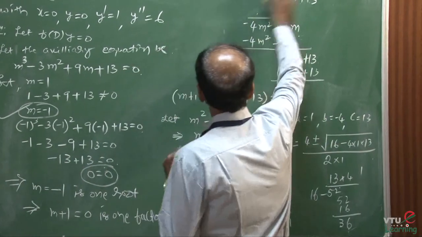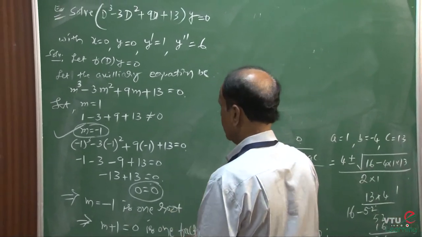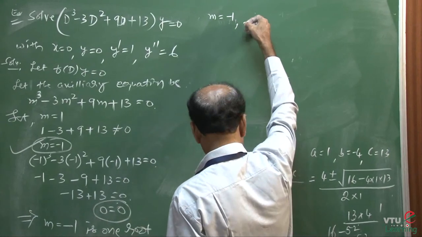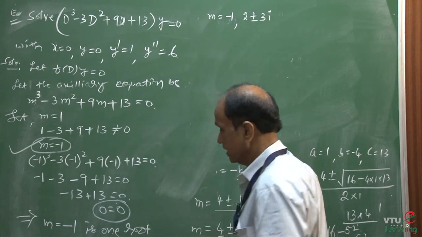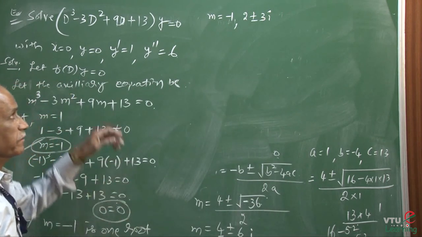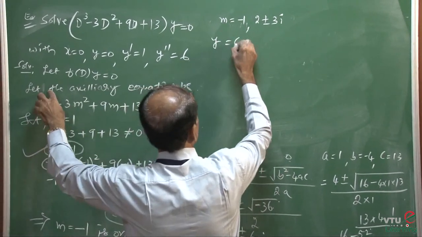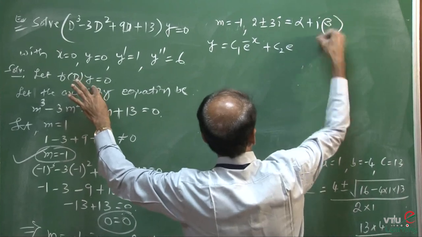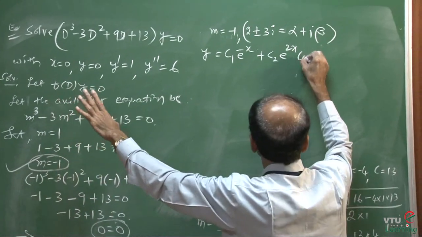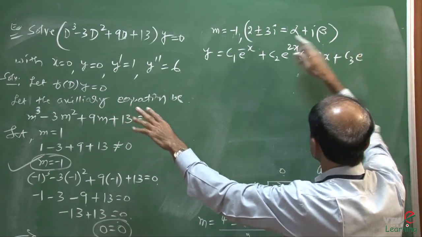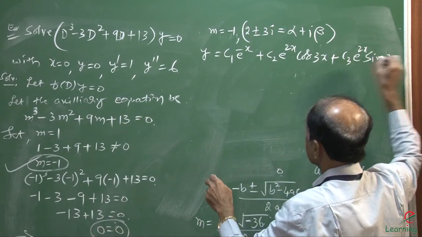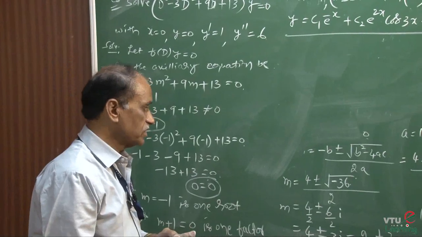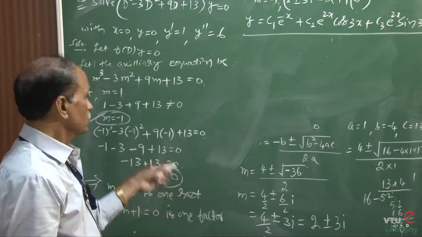Therefore, 3 values of m you can expect as roots of the equation. M is equal to the first number as minus 1 and another number as 2 plus or minus 3i. Then finally, you can write the solution, that is y is equal to c1 e to the power minus x, and c2 e to the power, because this is alpha plus or minus i beta, e to the power 2x and cos of 3x, plus c3 e to the power 2x and sin of 3x. This is the solution before using the initial conditions. Okay. So, that is 2 plus or minus 3i, and another root is m is equal to minus 1.